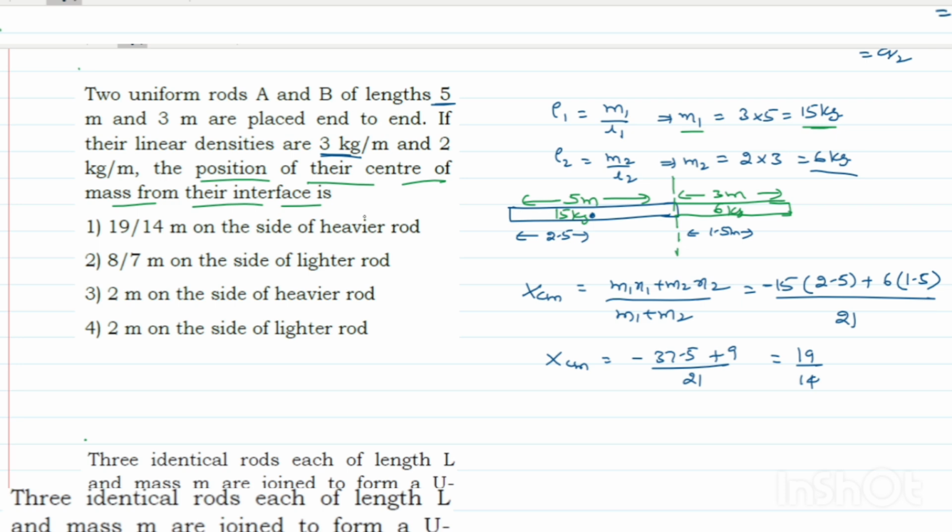Sorry, this is a minus value we will be getting: minus 37.5 plus 9, this is minus 19 by 14. So this value is a minus value, in the sense that towards the left side, here it will be located, on the side of the heavier rod. That's the answer.